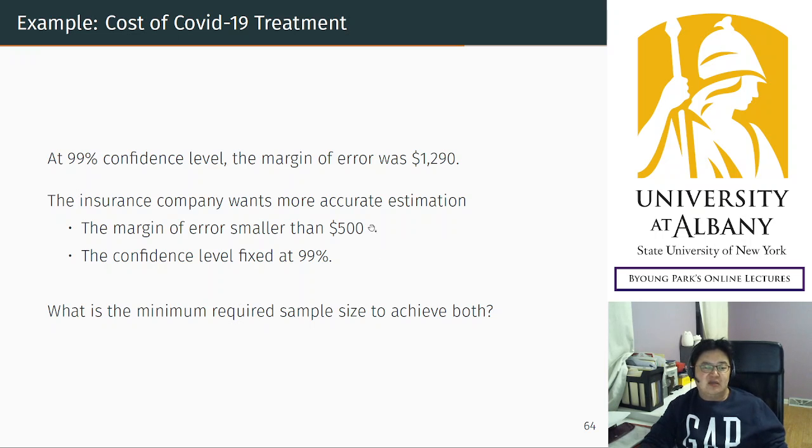Then, as I said, to achieve both of them, it's possible, but you need more samples. You need more sample size. What is the minimum required sample size to do them? That is my question. So then let's think about this. It's not that difficult actually.